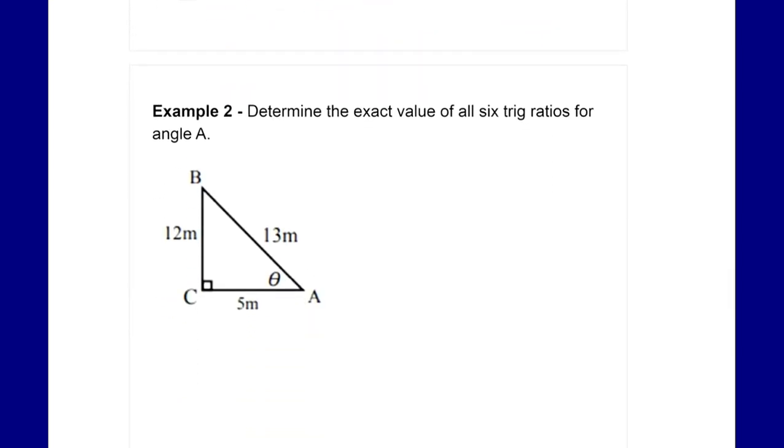So now I want to determine the exact value for all 6 trig ratios for angle A. We're going to do something similar, except now we have specific values to deal with. So I'm going to start off with my initial ones: sine theta, cos theta, tan theta. Sine is opposite. So I'm going to use my reference angle, opposite, adjacent, hypotenuse. I'm going to fill out my 3 primary trig ratios first, and then I'm going to do the reciprocal of them for the cosecant, secant, and cotangent.